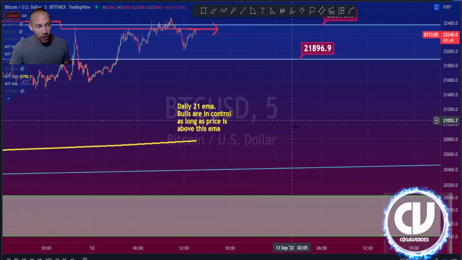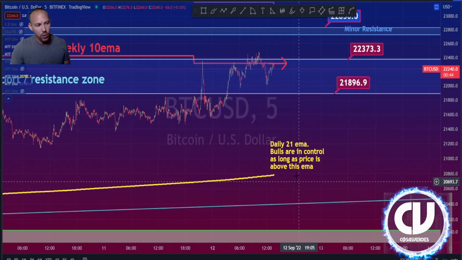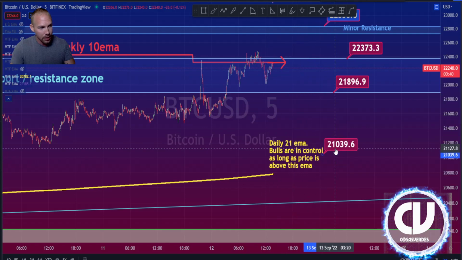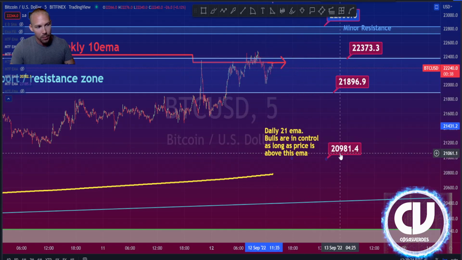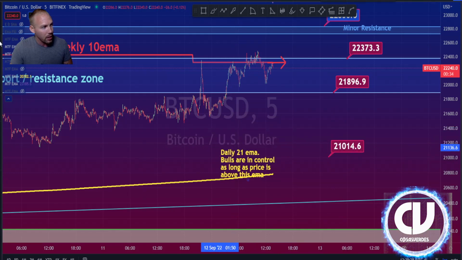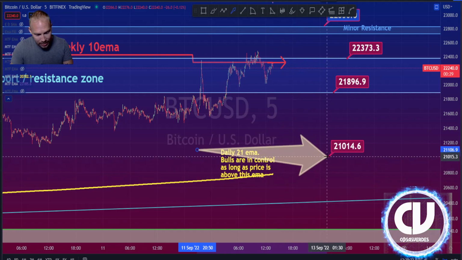The 3 downside targets that I have, the major one is the daily 21 EMA, and that price point is coming in. So let's say it takes this long to get here. This is starting to curl up. It'll be just around 21,000 bucks, almost on the nose. And again, that would be this yellow line, going forward in the future and slightly sloping up.